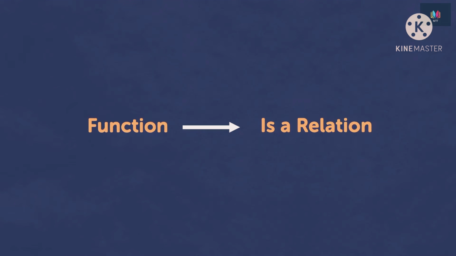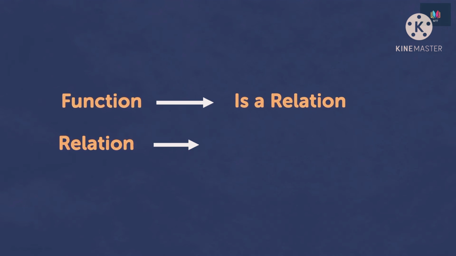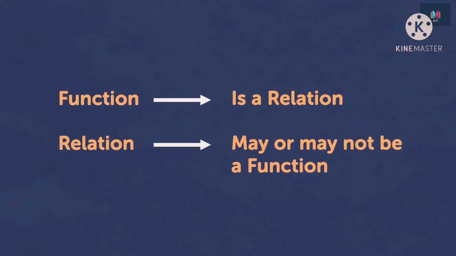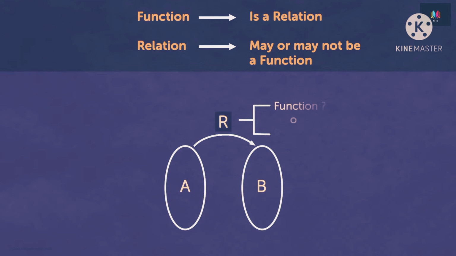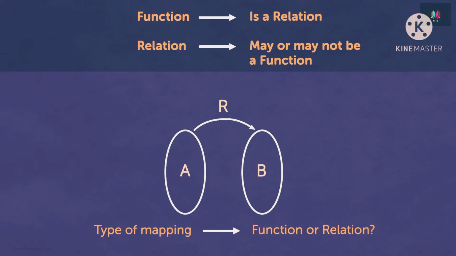A function is a relation, but not every relation is a function. Let's say there is a relation R from set A to set B. How do we know if this relation R is a function or a relation? Can the type of mapping from set A to set B help us with this information? Absolutely. Let us look at the different types of mapping from set A to B to know if the relation is a function or not.